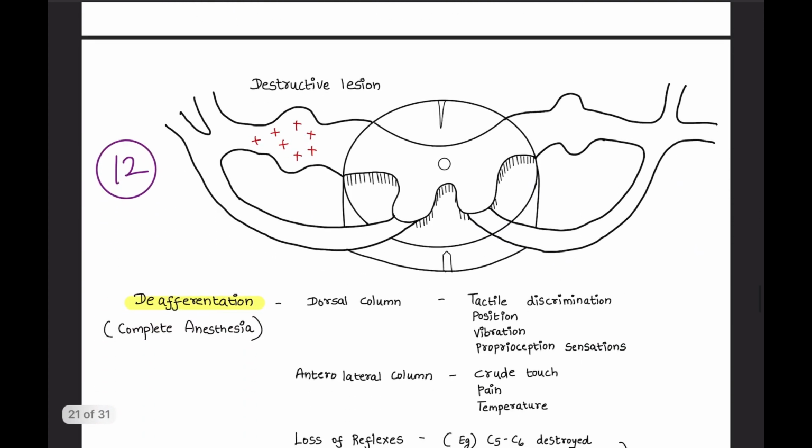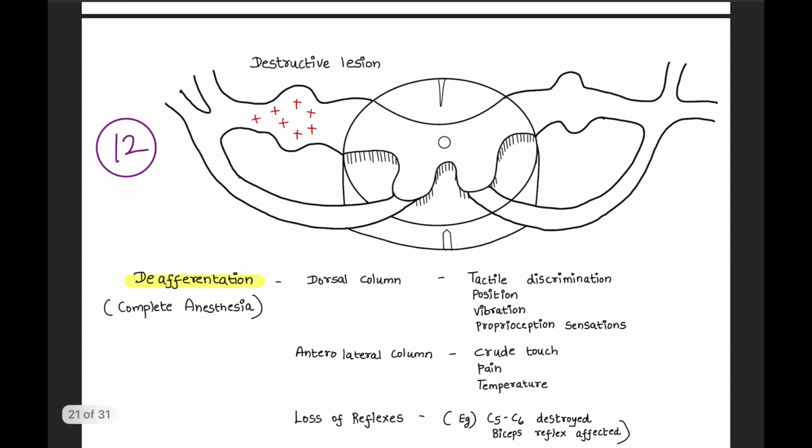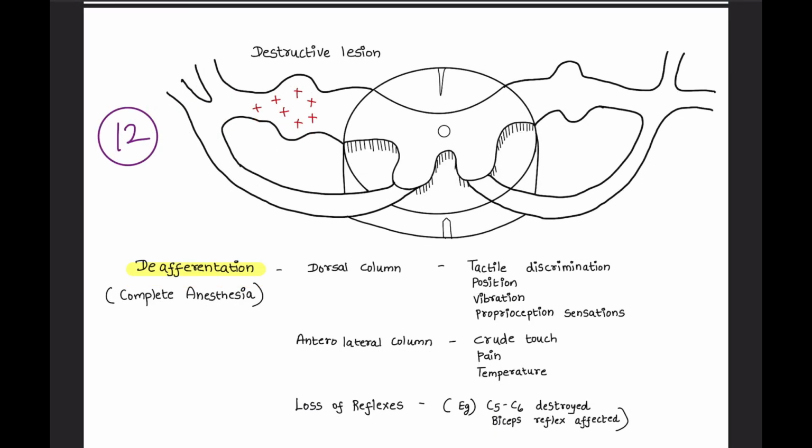Then we will discuss the destructive lesion. If there is a destructive lesion in the dorsal root of the spinal cord, the name itself is self-explanatory: destruction. There will be complete anesthesia. Why complete anesthesia? Because the lesion is of destructive type, it will block all the sensory nerve fibers entering the spinal cord. Block means it will block the information carried by the sensory nerve fibers. So in a destructive lesion there is deafferentation.